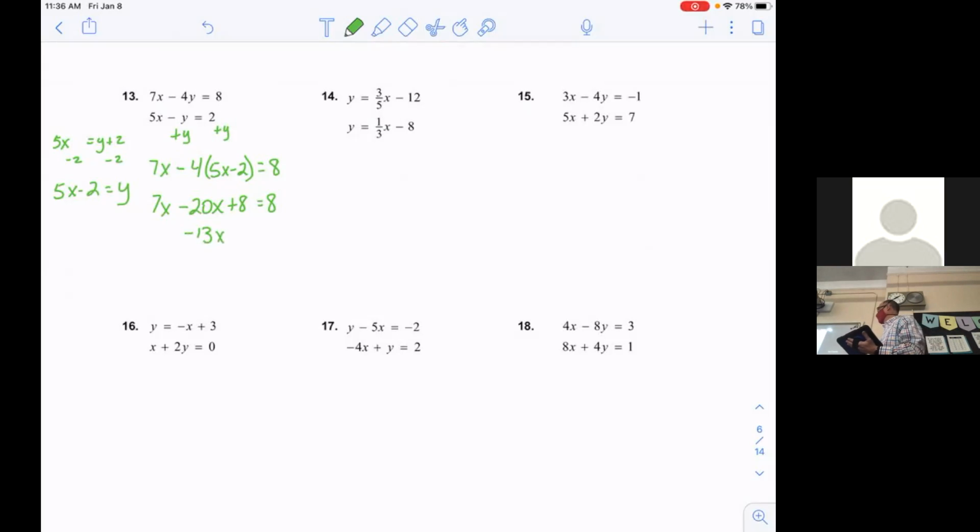7 and negative 20 give me negative 13x. We're going to subtract this 8 to the other side and get 0. So we're going to divide by negative 13 and find out that x is equal to 0.